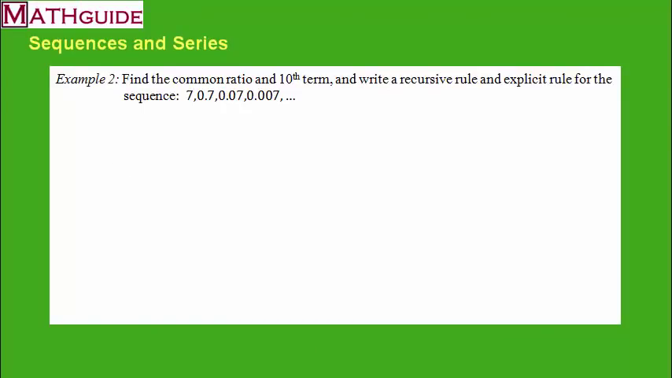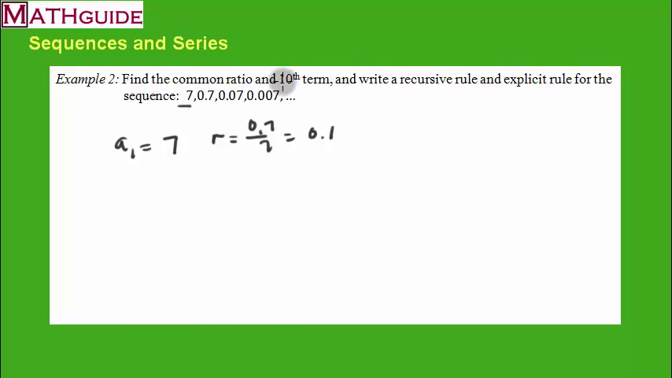Alright, so the first thing we need to do is identify what we're given. So here, this number right there, that is our first number in the sequence. Now let's figure out what the r is. If you were to take 0.7 divided by 7, you're going to get 0.1. And that would happen too if I took any two consecutive numbers, the right number divided by the left number. I'm going to get 0.1. That is the common ratio, and that's how you find it. Take any two consecutive numbers, right number divided by the left number.